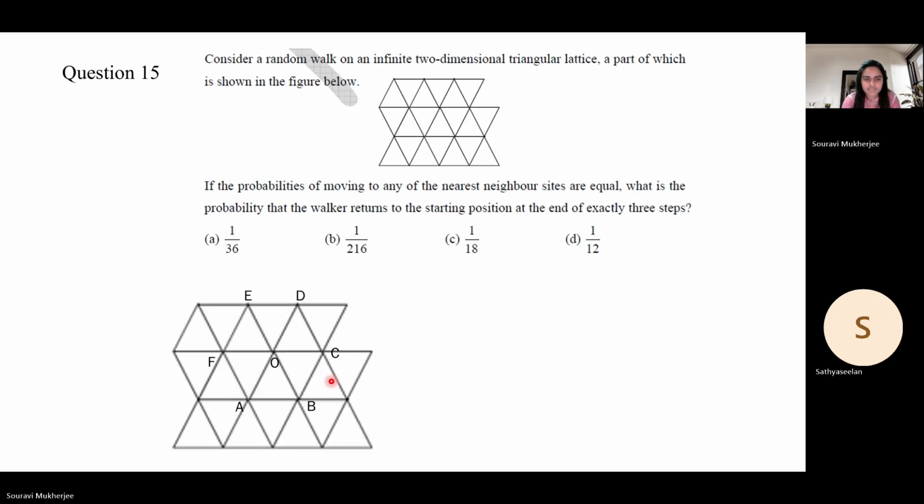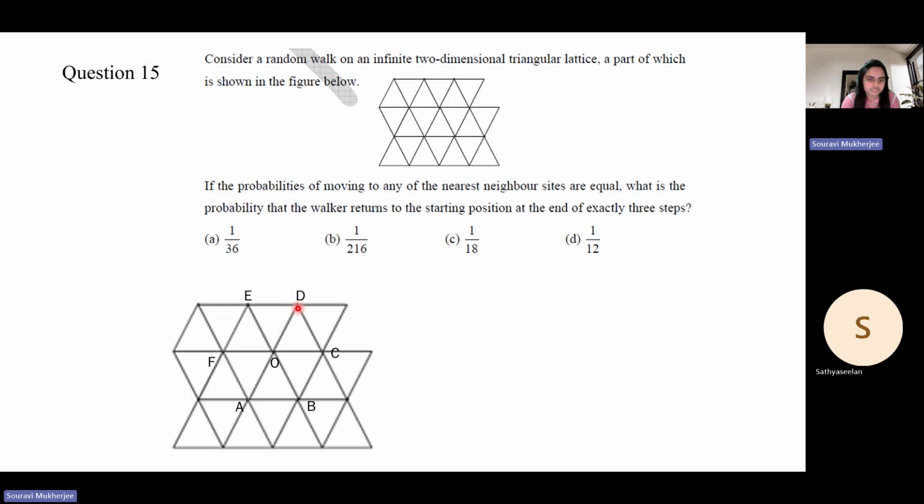Okay, so use that fact. You can just mark the points like this. If you start from point O, you have different possibilities of taking the path. How many nearest neighbors do you have? One, two, three, four, five, six, right? You have 6 nearest neighbors, and you can go to any of them. So for the first step from point O, you can take anything, which means the probability is 1, or you can say 6 upon 6.